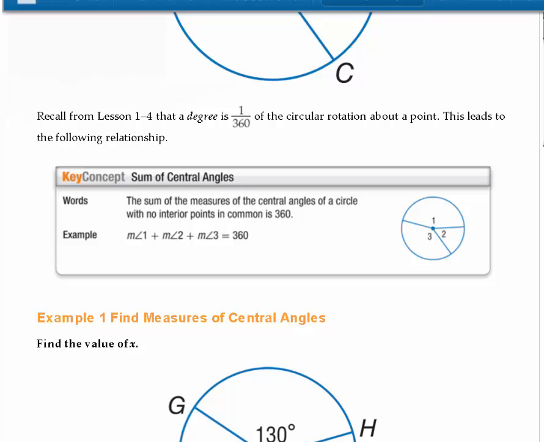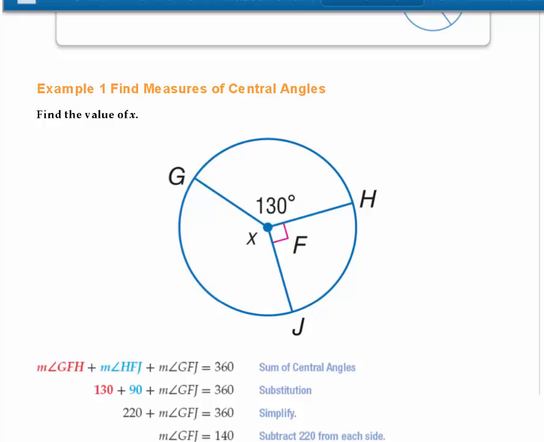The sum of the central angles is this. The sum of the measures of the central angles of a circle with no interior points in common is 360. If you see the picture, the measure of 1 plus the measure of 2 plus the measure of 3 is going to be a complete circle, meaning 360.